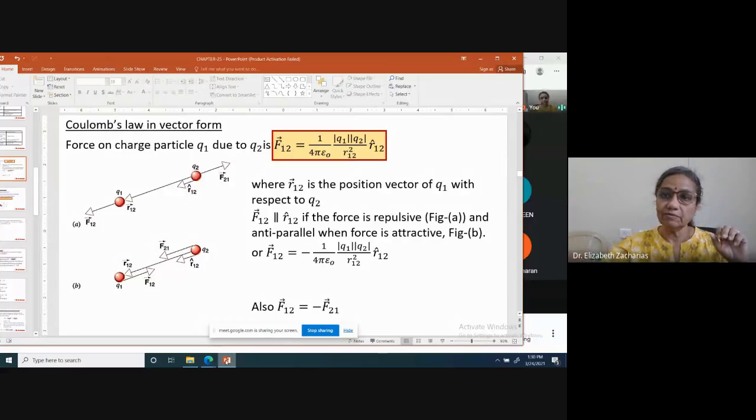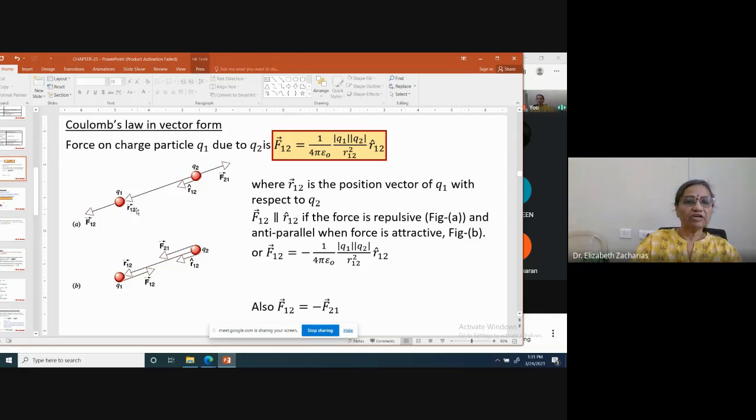Before I go ahead with the syllabus, I just want to, for a minute, take you to Coulomb's law in the vector form. I hope I am audible. Can you hear me? Yes, ma'am. Okay, so I'll just take you through Coulomb's law in the vector form once.